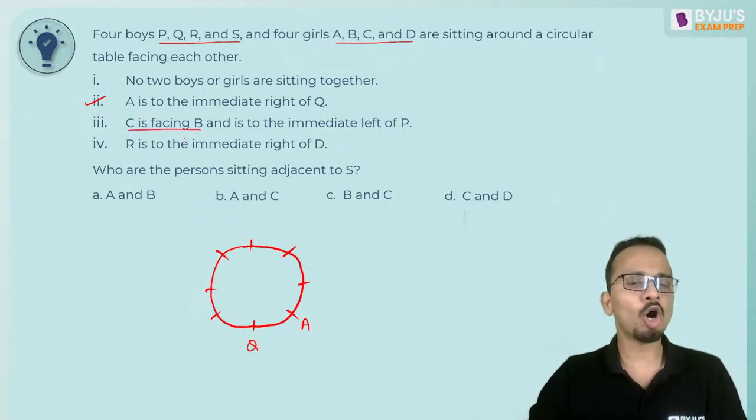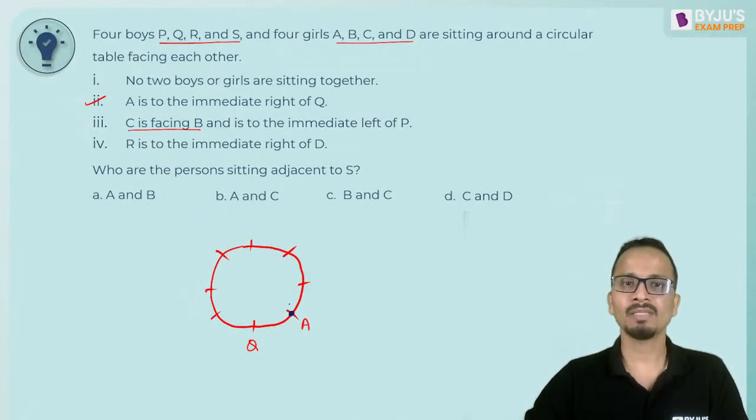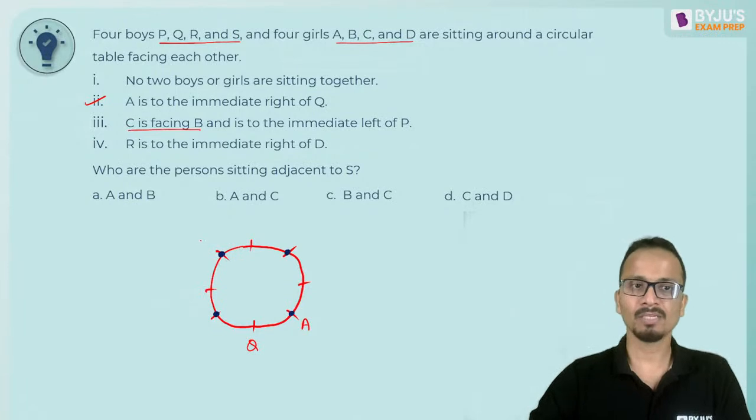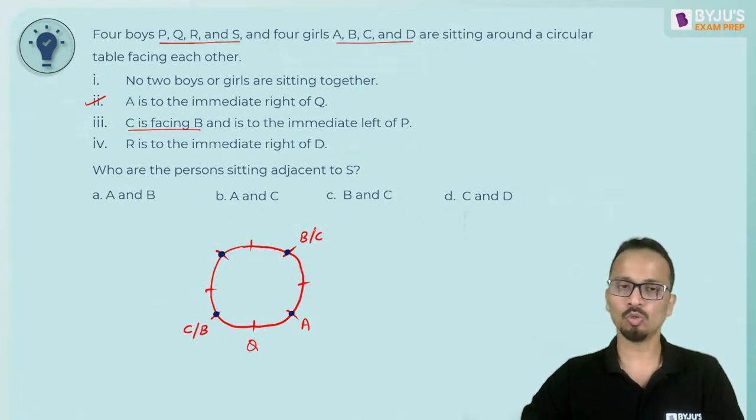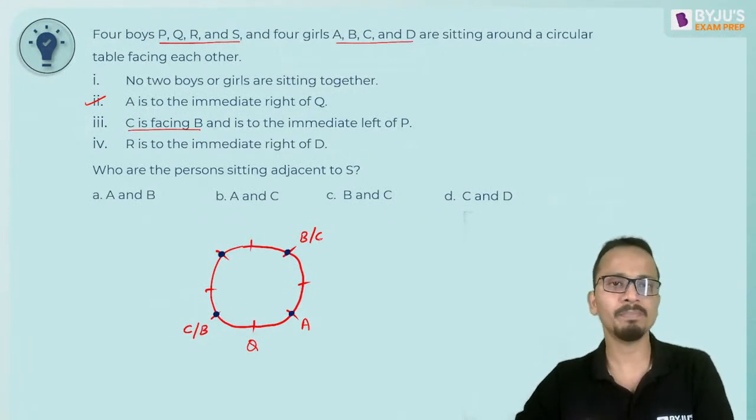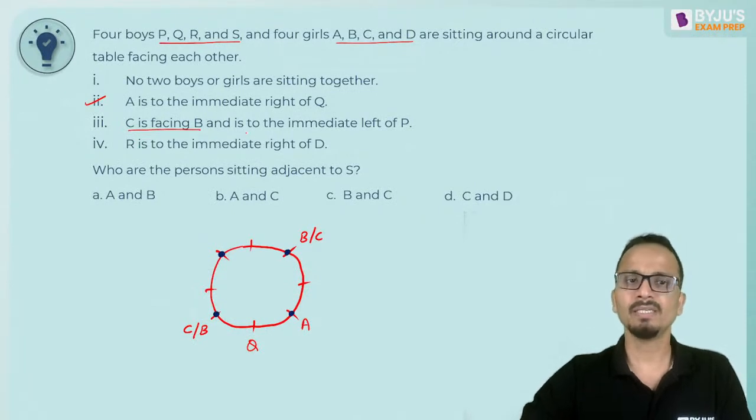Now C and B are opposite to each other. Now if A has occupied, I'll mark with the blue color. So if A has occupied this place, then the other three girls will occupy these three places. Okay. Now C and B are facing each other. So opposite to A, none of B or C can sit. So C and B must be sitting at these places. Okay, so right now I don't know who of B and C is sitting to the left of Q. So C or B, and opposite to that B or C. Now C is facing B and is to the immediate left of P.